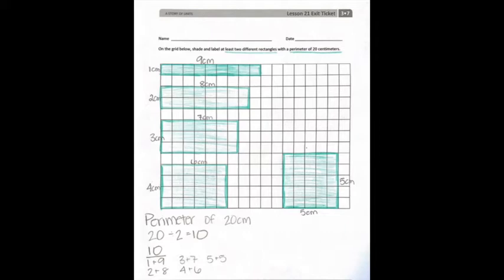The directions say shade and label at least 2 different rectangles. So you could use any 2 of those, or you can do more. I listed all the different ways so that you could see if you have them as well. So I found those side lengths and I created those shapes on the grid.